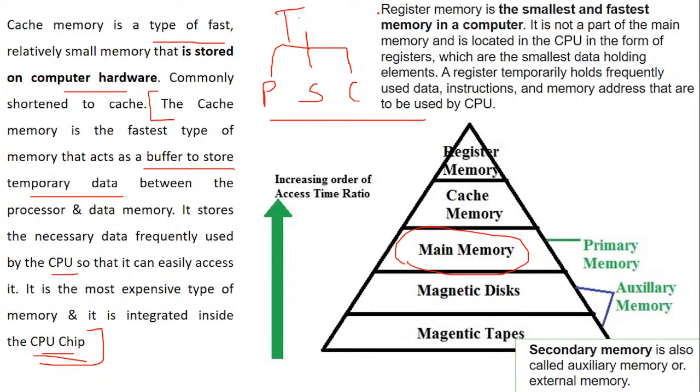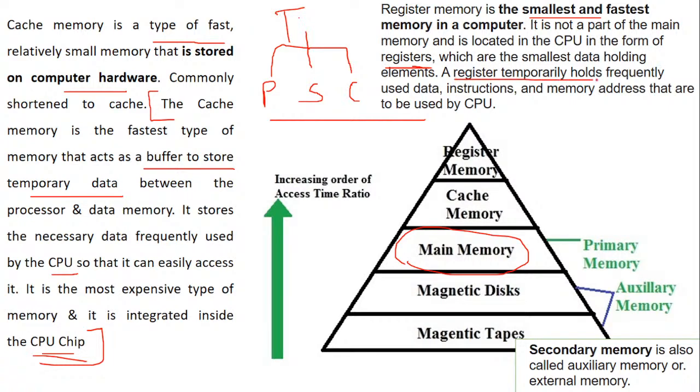Now, register memory. When we talk about it, it is a type of computer memory. It is again the smallest and fastest memory. It is not part of the main memory, but it is located in the CPU in the form of registers. This particular memory is quick. It accepts, stores and transfers the data and instructions which are being immediately used by the CPU.